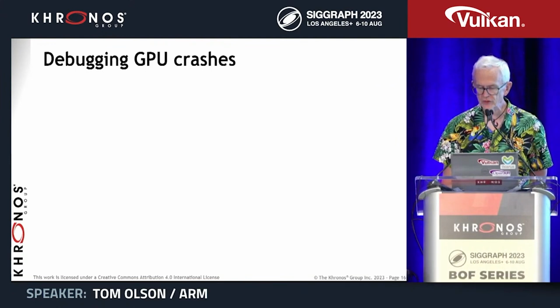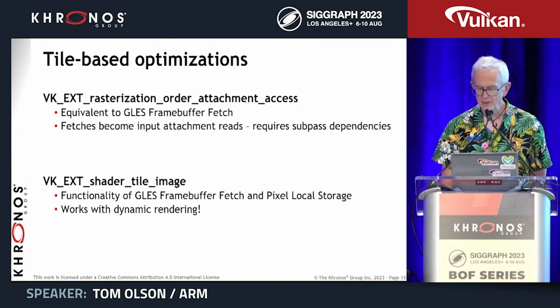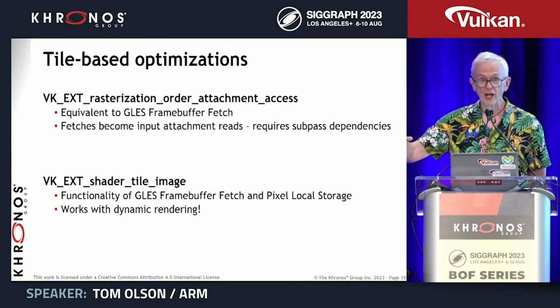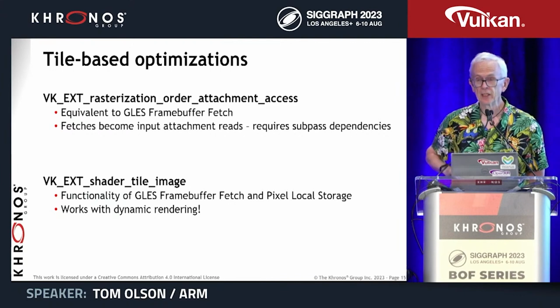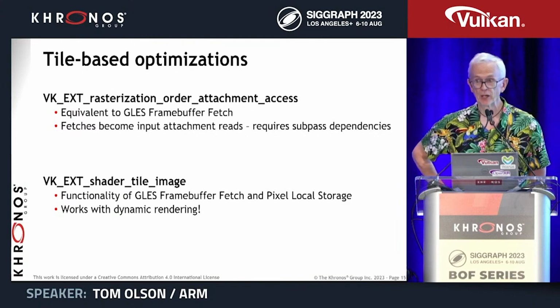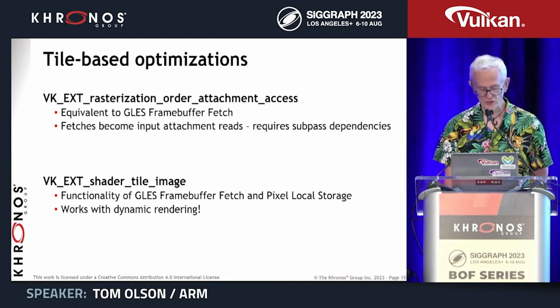So this year, we've released a new extension, Shader Tile Image. It's basically the same functionality, but it works with dynamic rendering. So that means that when this is fully adopted, which will be a while, I don't believe it's shipping anywhere yet, but when it is available, you'll be able to move to dynamic rendering completely and get rid of subpass dependencies and multiple subpasses entirely. At the same time, you'll still get the memory bandwidth benefits on tiled architectures.